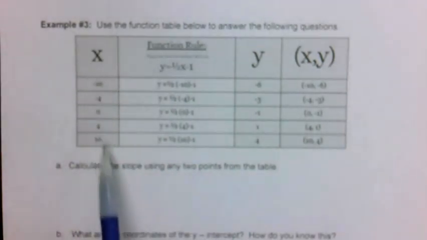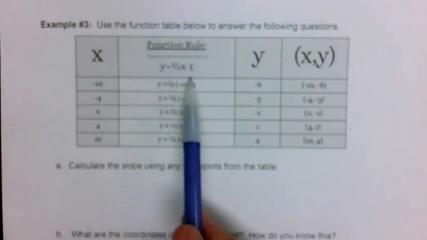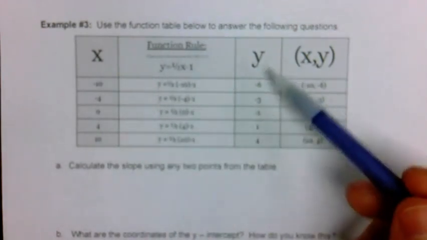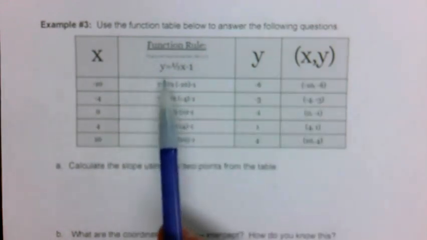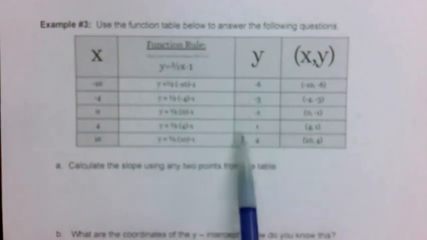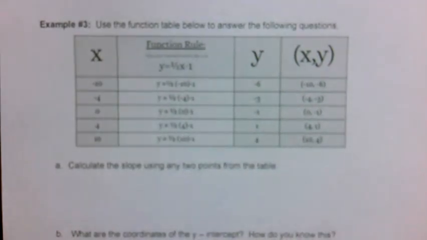In our next example, we have another function table that we're going to use to answer some questions. All right, so here are the input values for x. This is the function rule. It says y equals 1 half x minus 1. And then these were the output values. So again, we took these inputs, we substituted them into this rule, and it created these outputs, meaning that these ordered pairs are points on the line of our function.